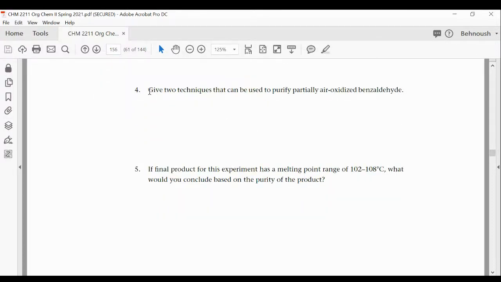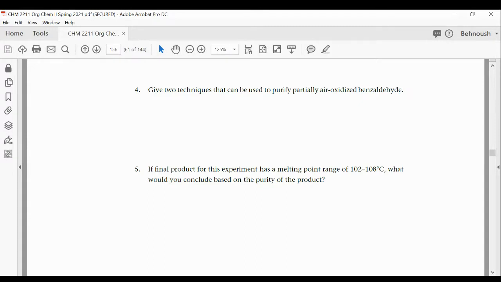Question 4 says techniques that can be used to purify air oxidized benzaldehyde. So basically, if you have a mixture of benzaldehyde and benzoic acid, you want to remove the benzoic acid, or remove the benzaldehyde, and anyhow you have to separate. Very good. So one method would be vacuum distillation.